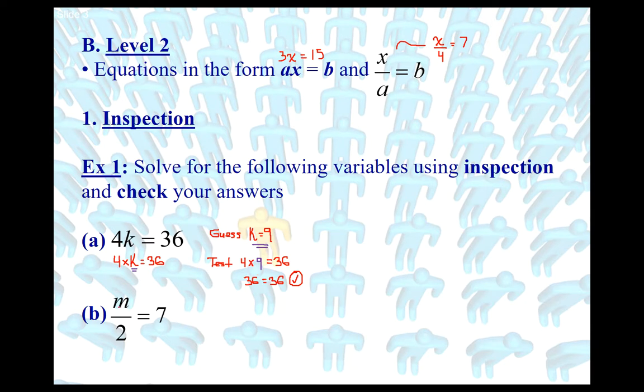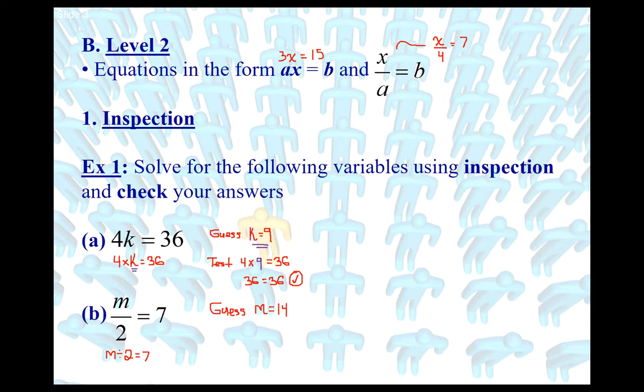Okay, this one, m over 2 is equal to 7. Just a quick reminder, whenever you see a fraction, it does mean division. So you have m divided by 2 is equal to 7. We want to guess a solution here. So what divided by 2 is 7? What, when we cut it in half, would be 7? Well, that should be 14. So we have m would be equal to 14.